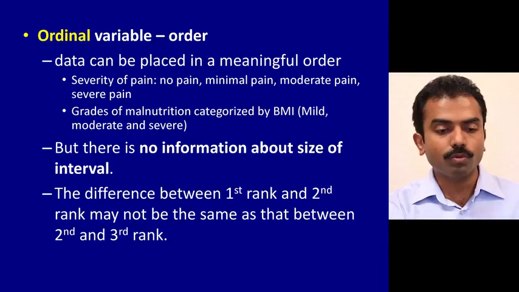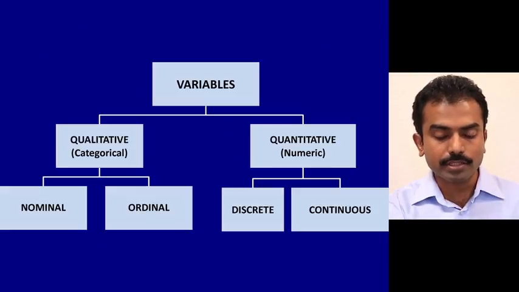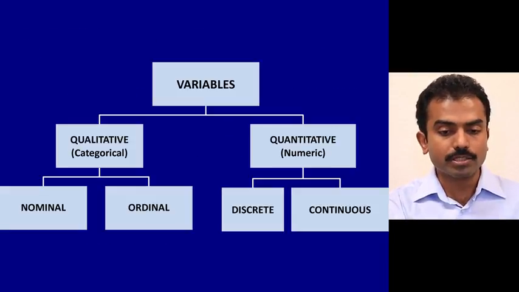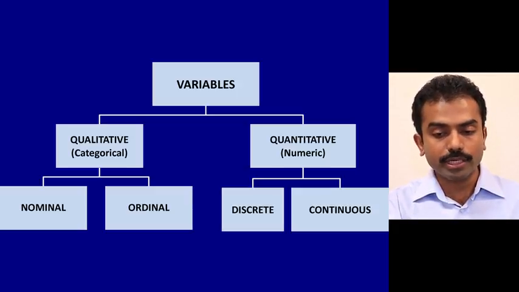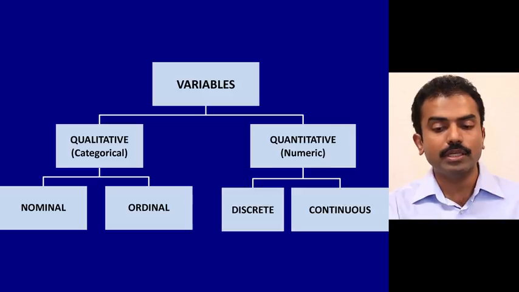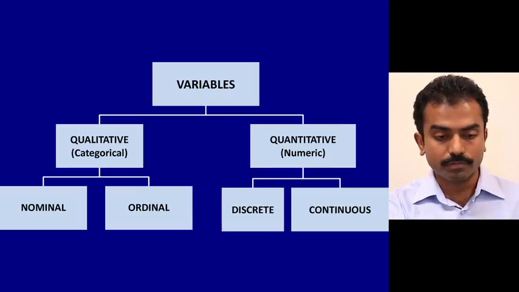So this is how we divide. To summarize variables, there are 2 categories: qualitative variables, quantitative variables. Under quantitative variables, you have continuous and discrete. Under qualitative variables, you have nominal and ordinal variables.